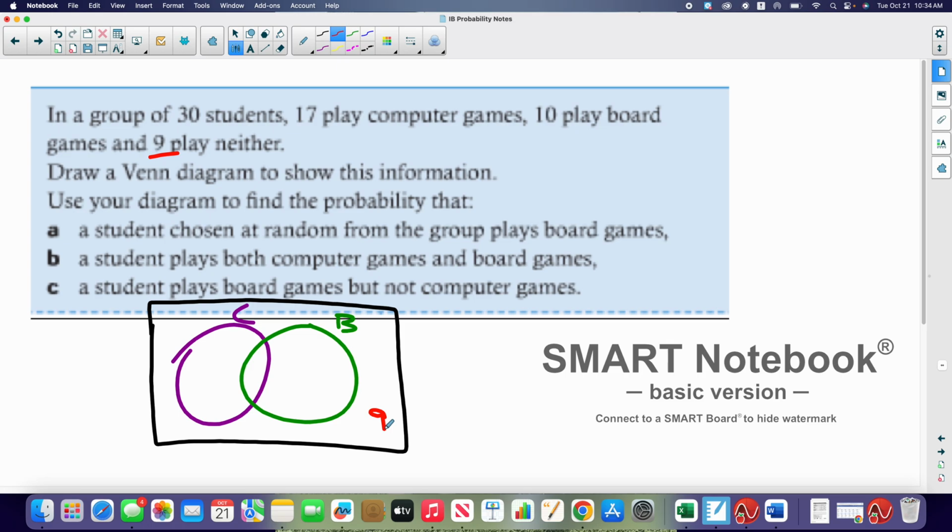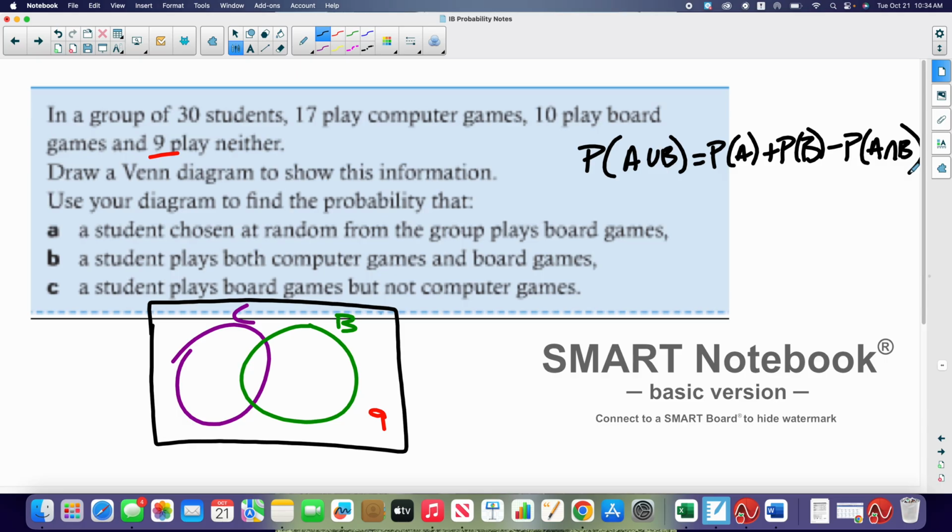Okay? Now, I'm going to use my formula. Probability of A union B is equal to the probability of A plus the probability of B minus the probability of A and B. Okay? Now in my formula, there's basically 4 variables. All right? Each of these is kind of a variable. What information do I know from the problem? What can I fill in for these variables? A and B. I can fill in A and B.